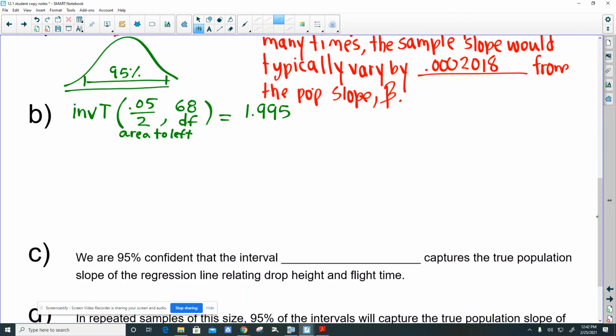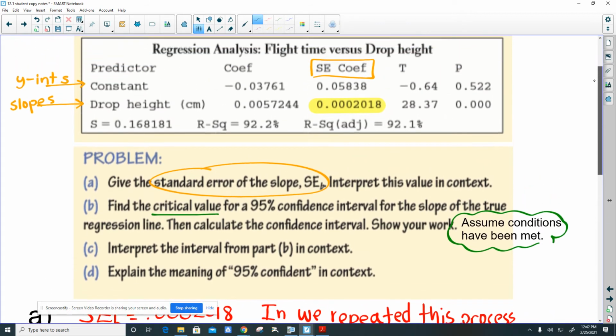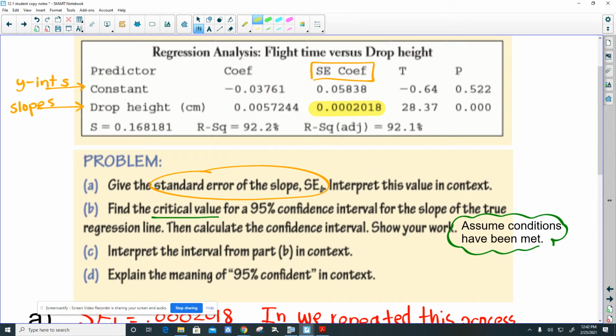Okay, that is our t-score. The other part was asking us to actually construct the confidence interval. Here is the generic version of how that formula would look: the statistic, which is the slope, plus or minus our t-score we just calculated, times the standard error of the slope, which we wrote down in part A. So we need to look back up at the computer output and pull the correct sample slope value. Again, drop height is what our x variable is representing, and where that collides with the coefficient column, that represents your slope.